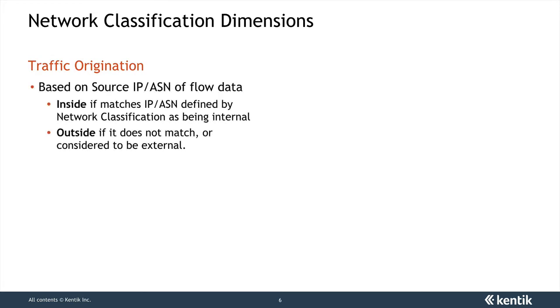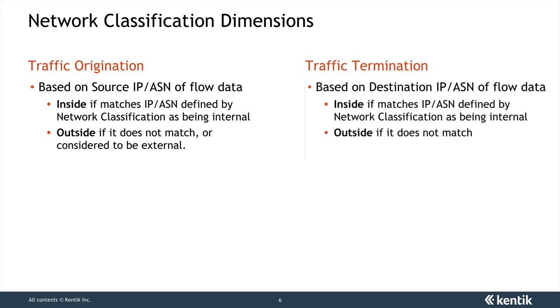They are considered to have an inside traffic origination if the source IP or ASN matches what you have set up in the network classification to be internal. Otherwise, they are considered to be outside. The traffic termination dimension works the same way, but examines the destination IP and ASN and considers the traffic termination to be inside if it matches the IP address or ASNs that are defined in the network classification to be internal. Otherwise, it's considered to have an outside traffic termination point.